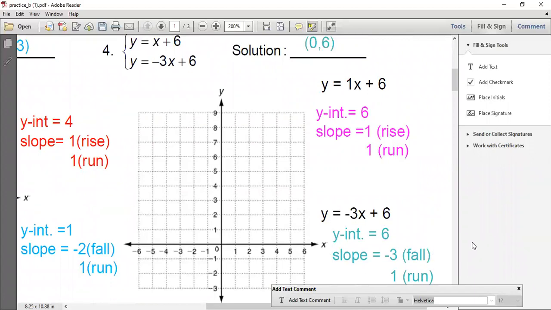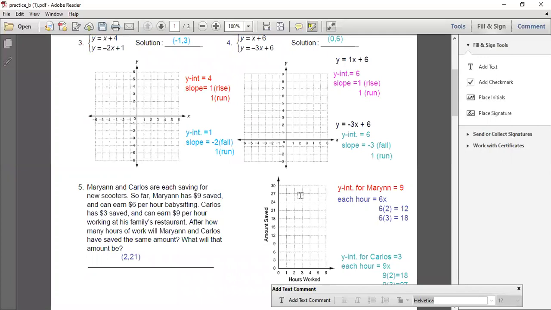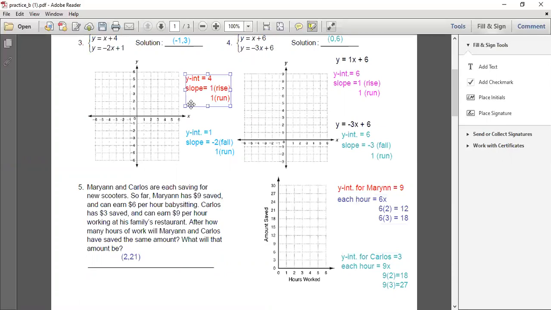Okay, and I know many times I have told you girls not to do problem solving, but here I just wanted to show you how you have to do it, so concentrate on what we have to do. Here, Marian and Carlos are each saving for new scooters. So far, Marian has $9 saved. So here 9 is going to be the y-intercept for her because she already has 9, and can earn $6 per hour babysitting. So for 1 hour, it is $6.